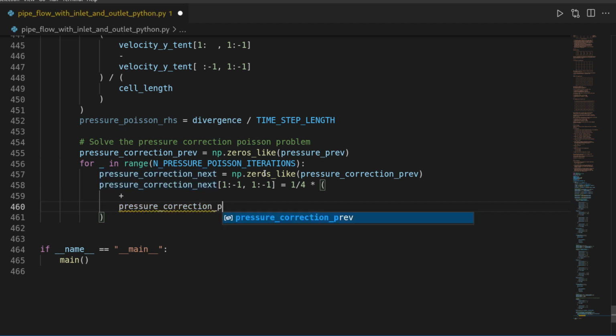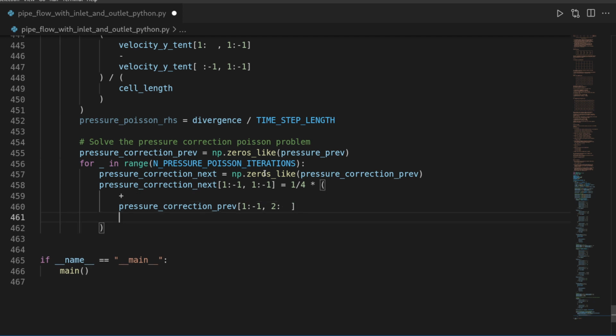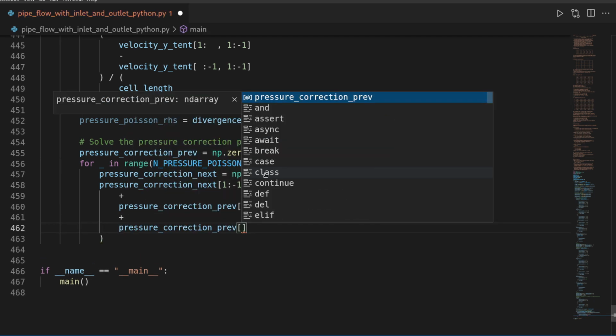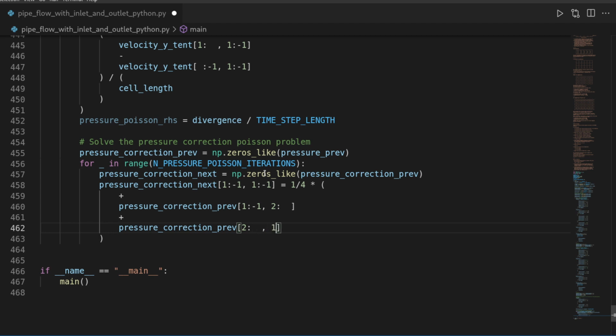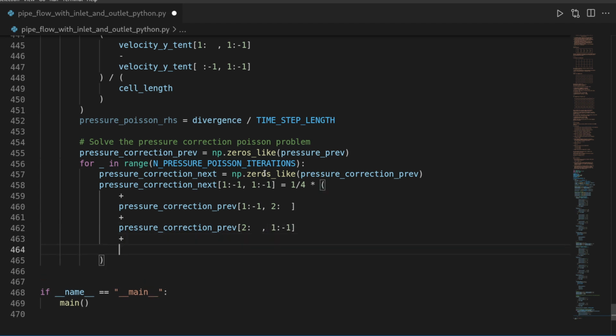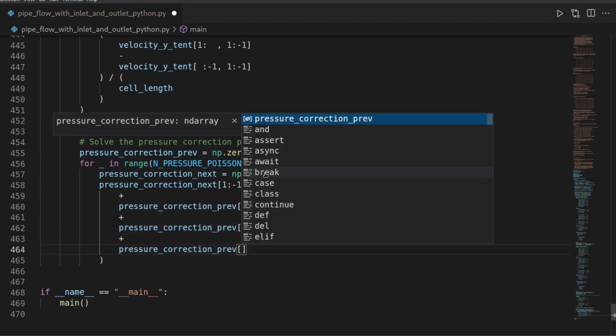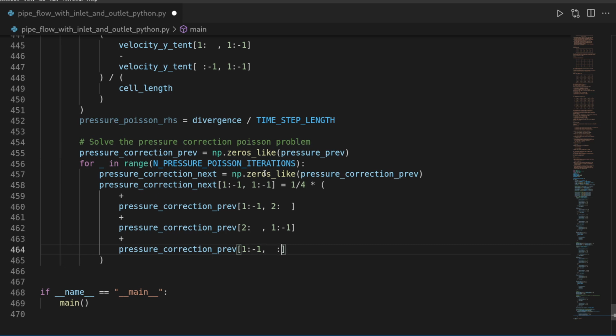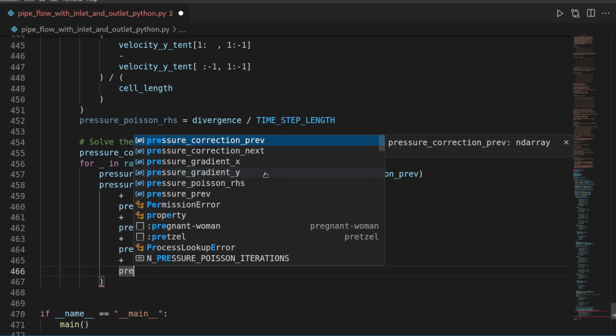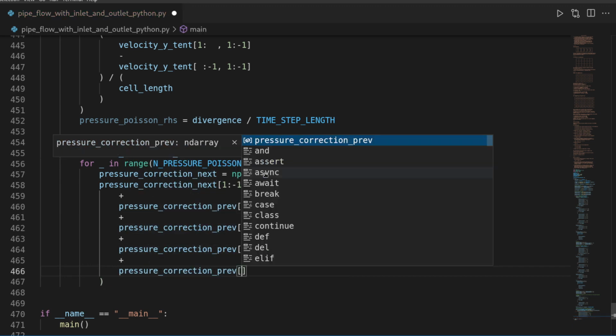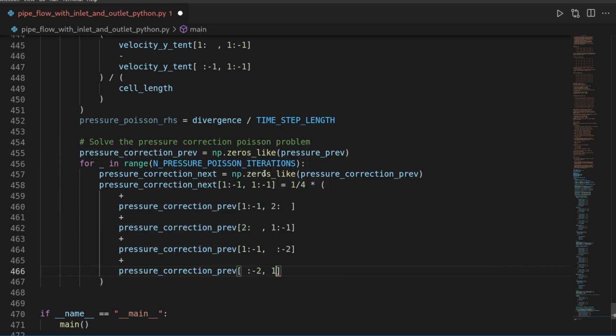So I want to use pressure correction previous, and then first interior in y, and then 1 forward in x, plus 1 forward in y direction and interior in x, plus pressure correction previous, interior in y, and then 1 backwards in x, plus pressure correction previous with 1 backwards in y direction and interior in x.